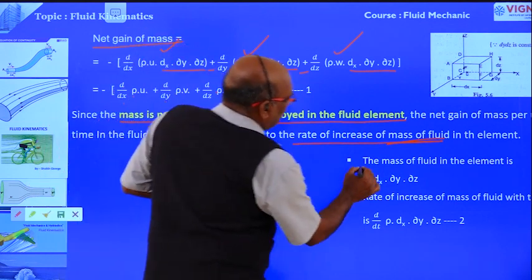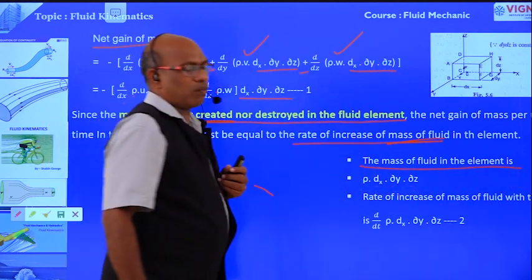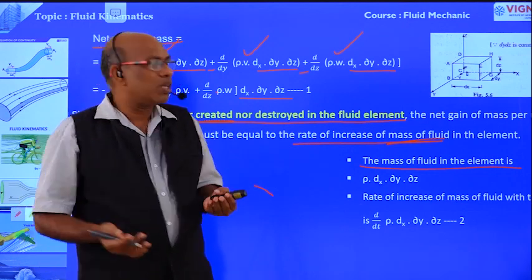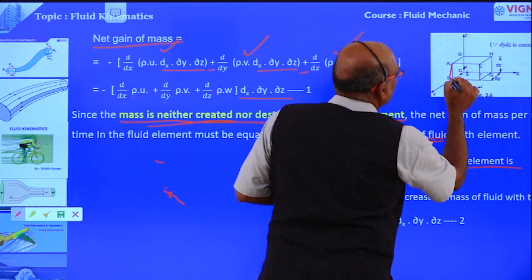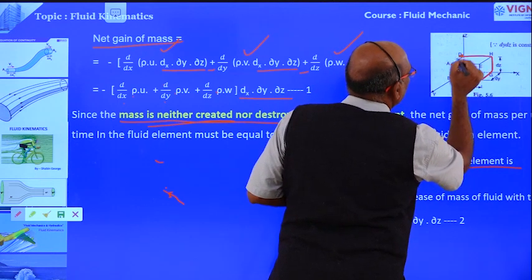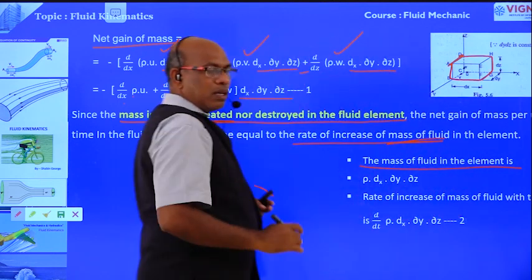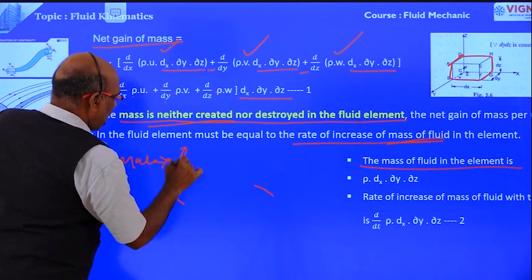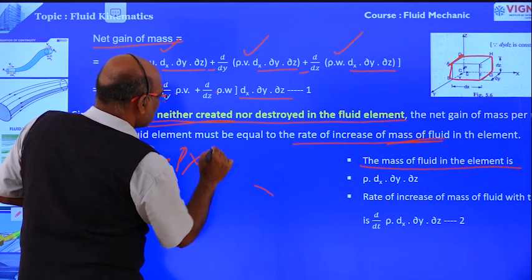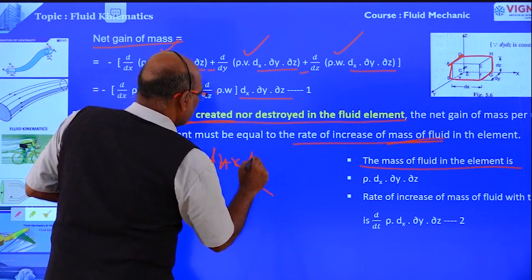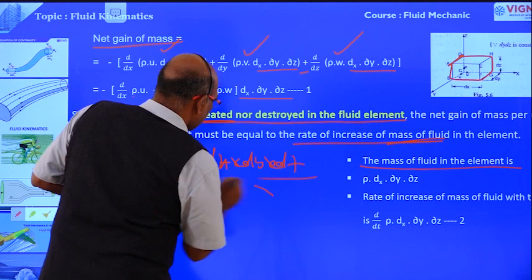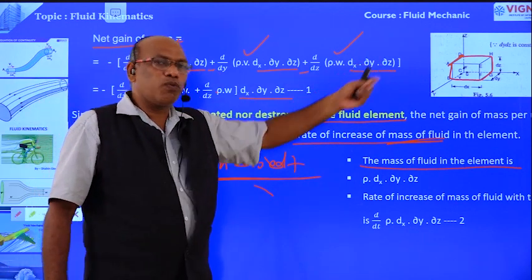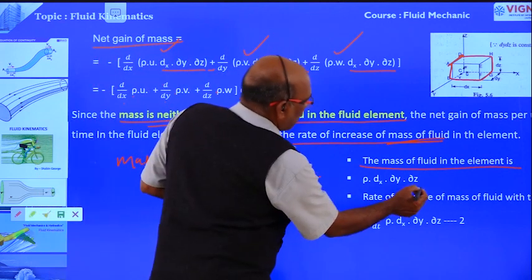This is the mass of fluid of the element. What is the formula? Mass is equal to mass density into volume. Volume is nothing but dx into dy into dz. So this is the mass of the fluid element.